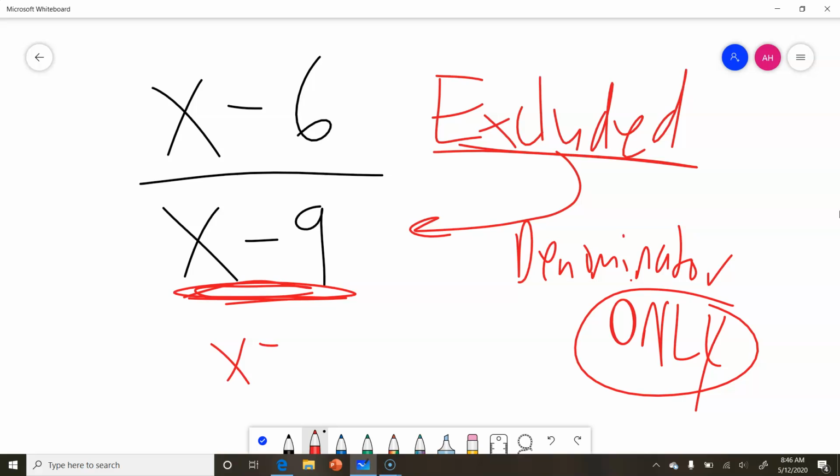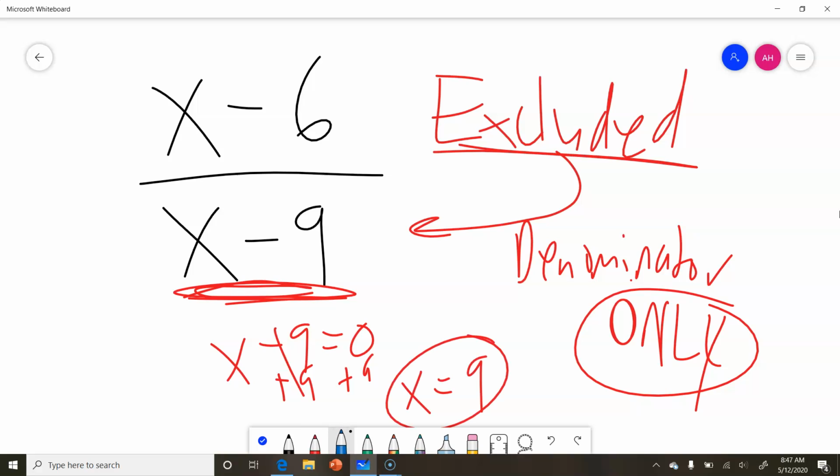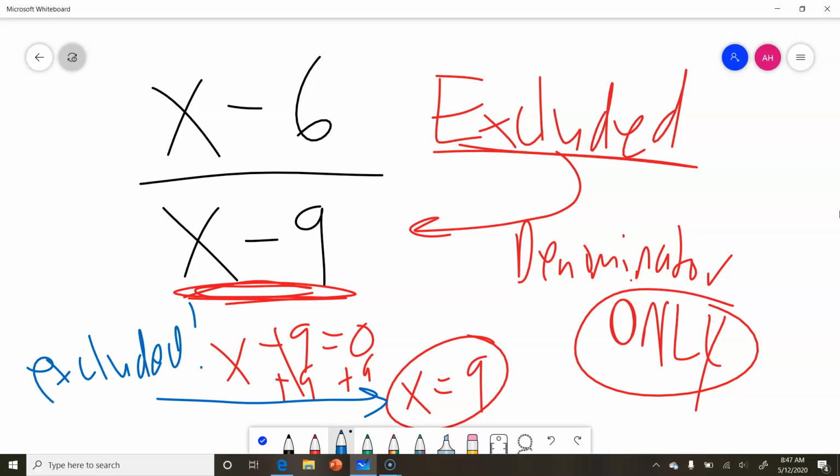So all I do is I set it equal to 0. I add 9, and I get x equals 9. So what can it not be? This right here, x equals 9, is the excluded value. If x equaled 9, what would I have? I'd have 9 minus 9, and that would be 0. And I can't have 0 in the denominator of a fraction. So in this sense, it actually becomes x cannot equal 9, if you just want to write it that way.